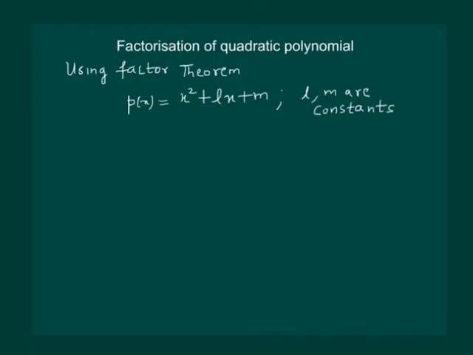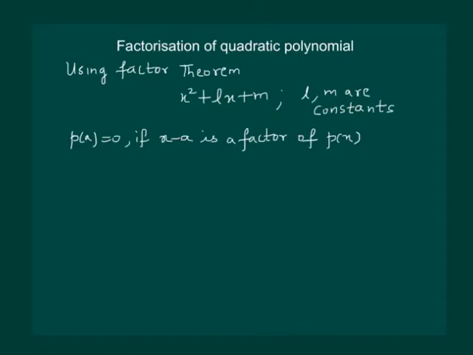Then according to the factor theorem, if we have p(a) equal to 0 for some a, then x minus a is a factor. So we will try to find some real number a for which our polynomial becomes 0, and then x minus a will be a factor of our given polynomial.